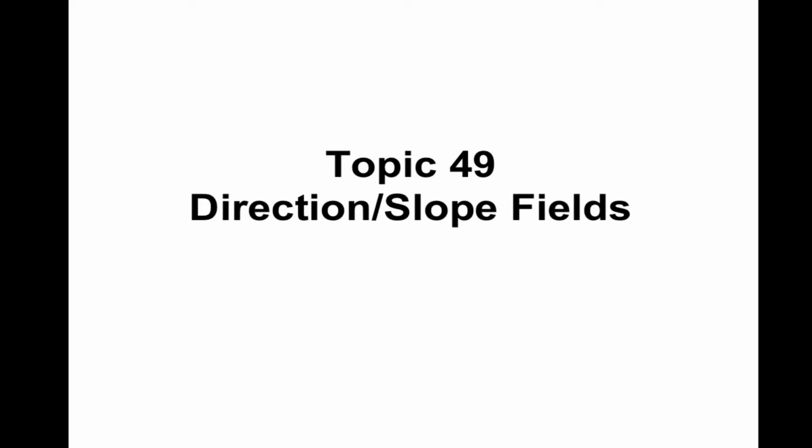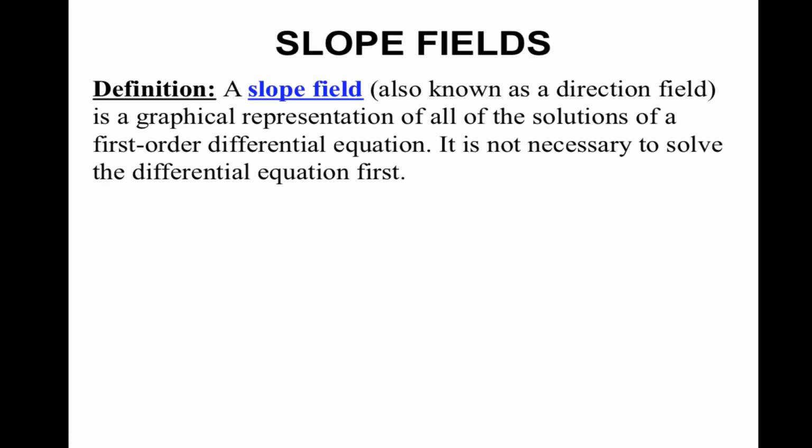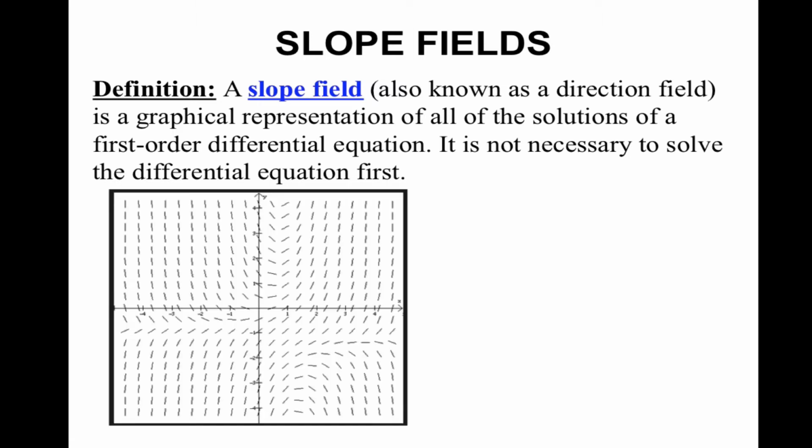Hey Calculus class! Tonight we're going to learn topic 49, direction, otherwise known as slope fields. A slope field, which can also be called a direction field, is a graphical representation of all of the solutions of a first order differential equation. It is not necessary to solve the differential equation first.